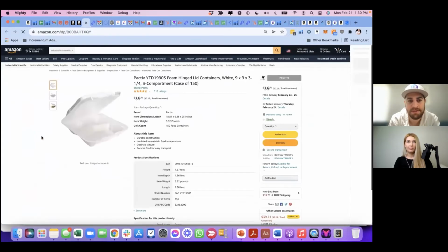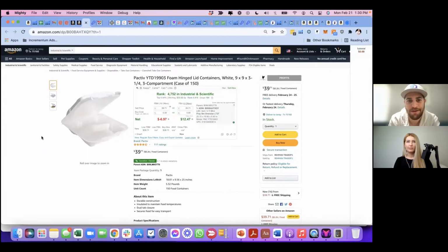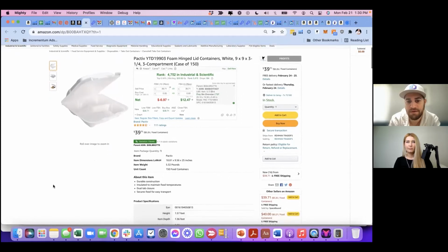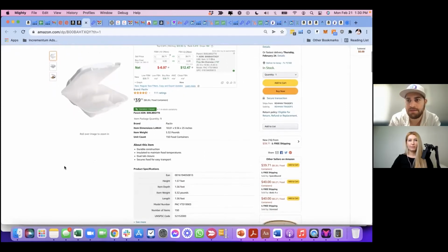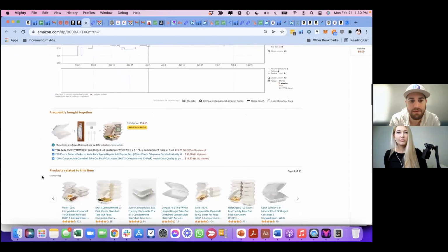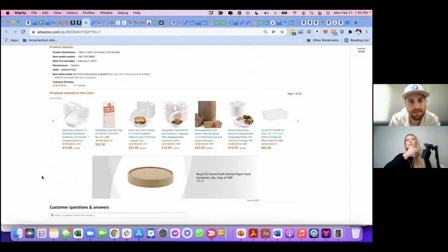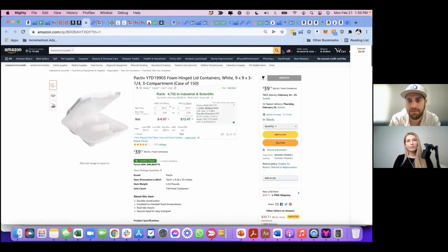I can go to Amazon and see what this listing is. It's a terrible listing, right? Like the main image, if you're seeing what I'm looking at, this brand is Pactive YTD 19903, if you want to look it up. It's merchant fulfilled. The bullets are terrible. There's three images. The images are terrible. And it's got the most click share, right? So there's opportunities to come in on small niches just like this that you would discover. No A+ content.